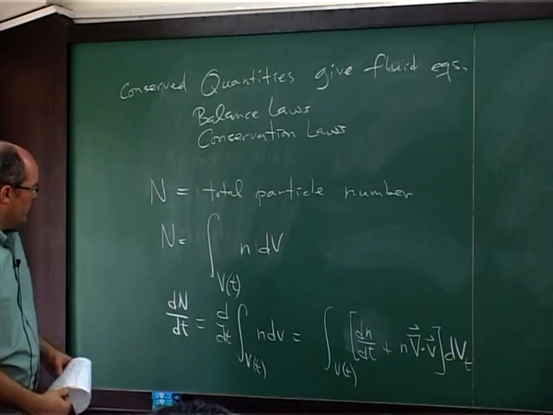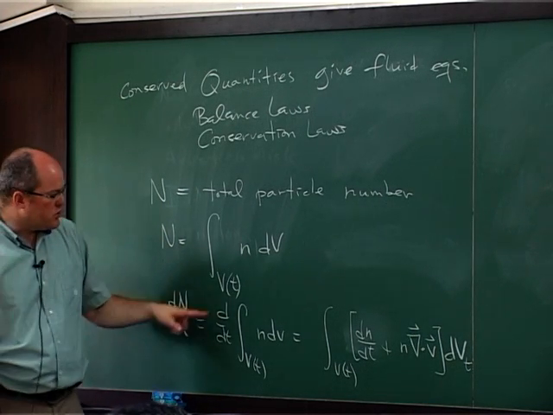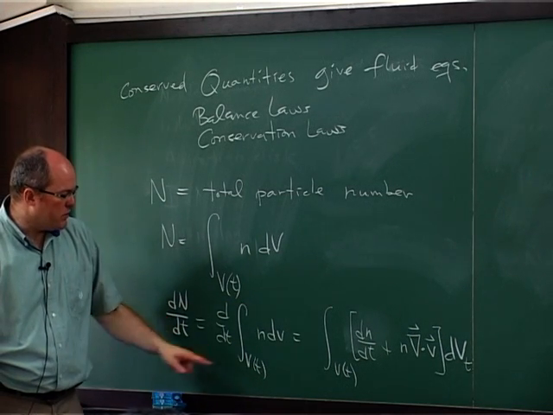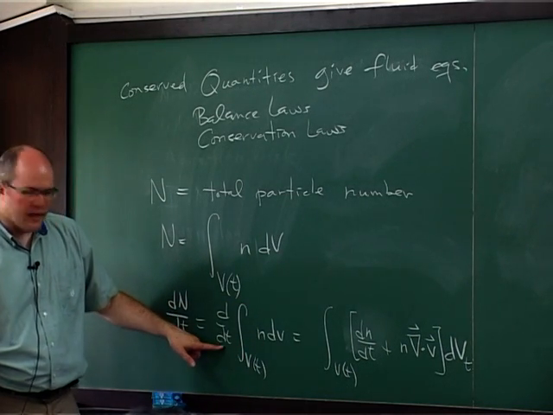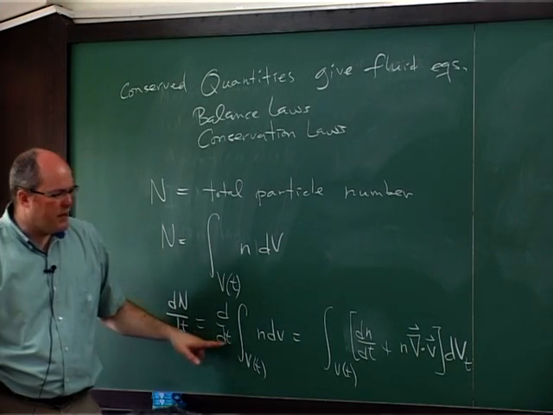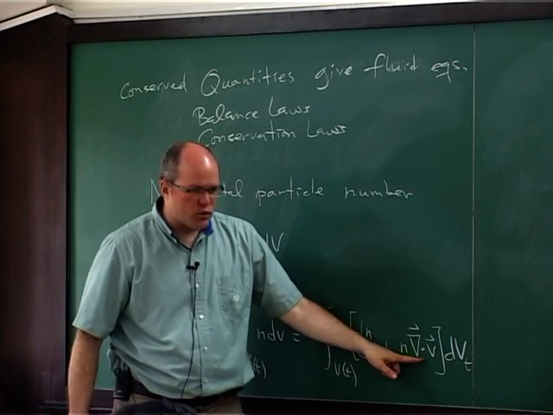Okay, so I have total particle number. I'm differentiating with time. The total particle number is just this integral here, the integral over a density, and I have the time derivative out here. Now, I want to move this time derivative inside the integral. When I do that, I get this extra term right here.